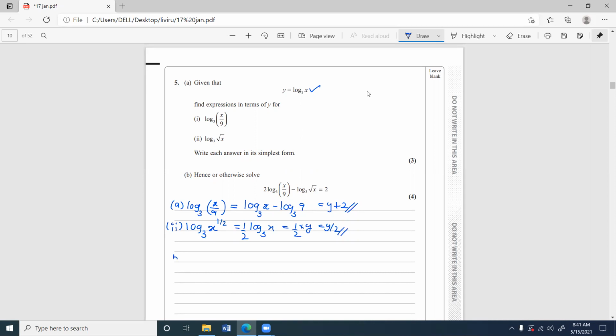Then part B. Hence or otherwise, solve this. You can see this is 2 log base 3 of x over 9. We already got the expression for that: y minus 2.